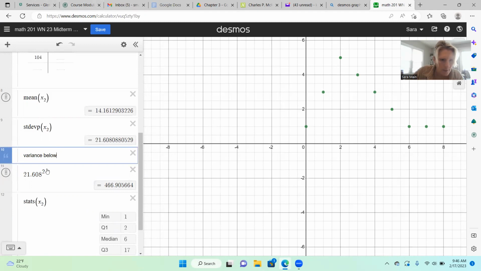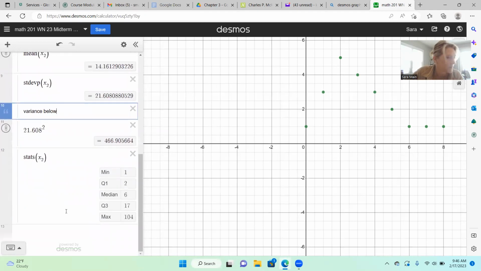Then stats is really nice because it gives us the 5-number summary. So we have the min as 1. The Q1, our first quartile, is 2. The median is our second quartile. That is 6. The third quartile is 17. The max is 104.